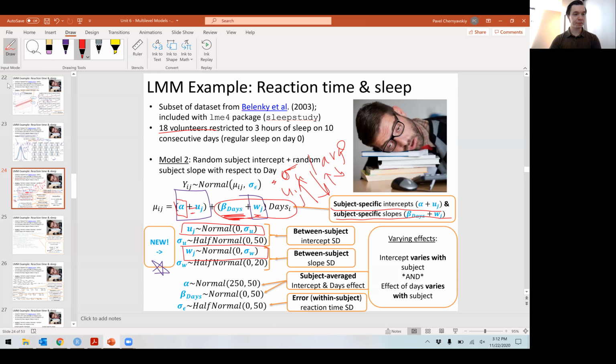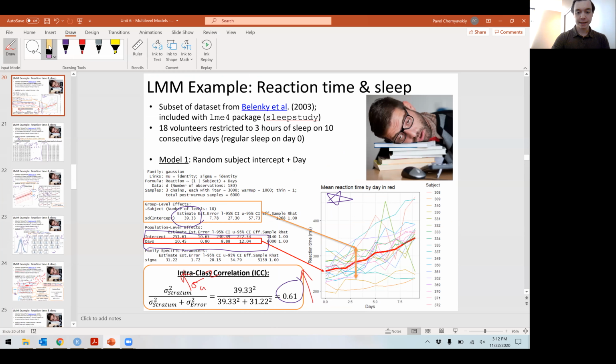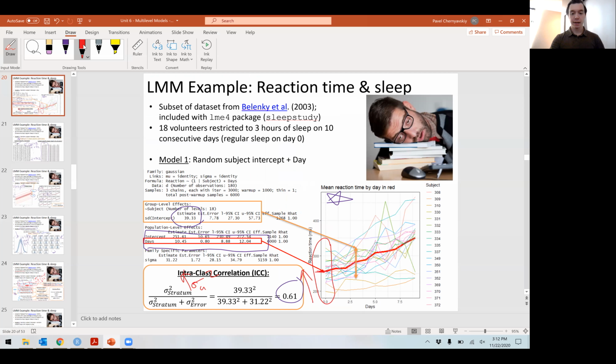Why do I center it at 250? If I go back to my observed data and I look at their performance on day 0, the mean was definitely around 250. And the standard deviation of 50 is very reasonable. The slope, same thing. Look back at my data. A slope of a rise over run of 10 is very reasonable.